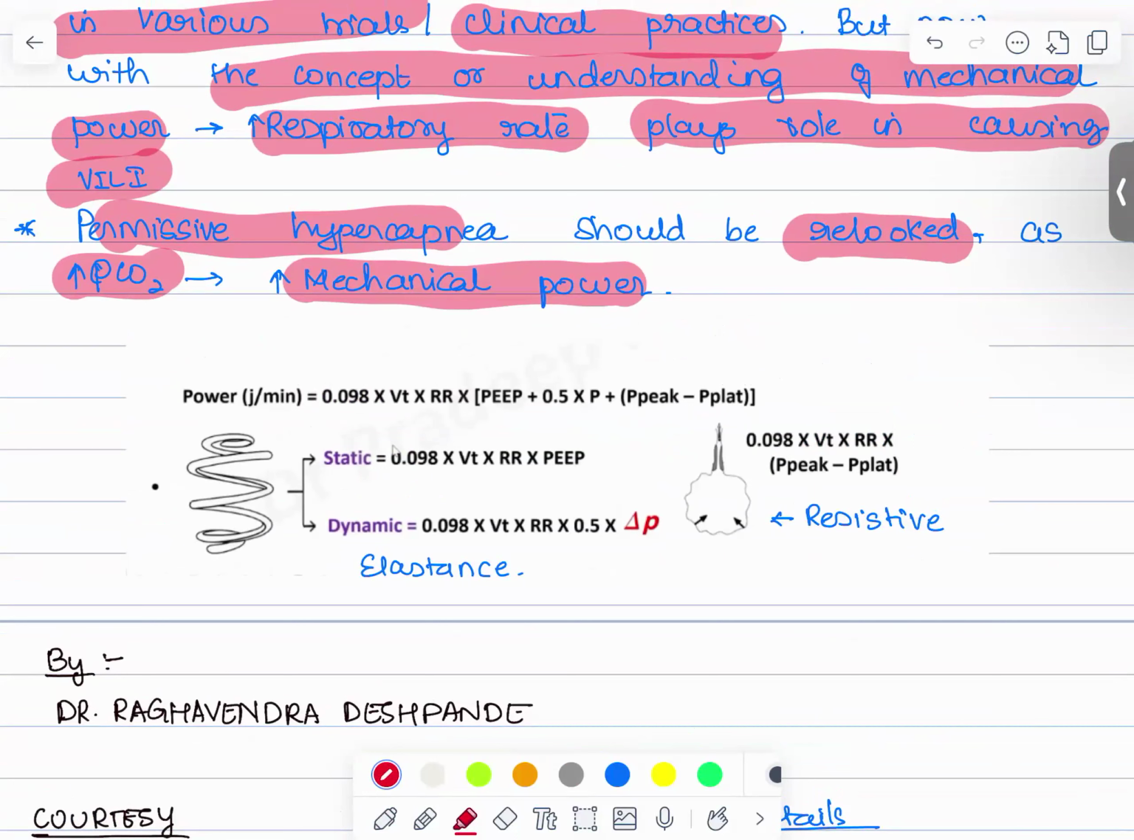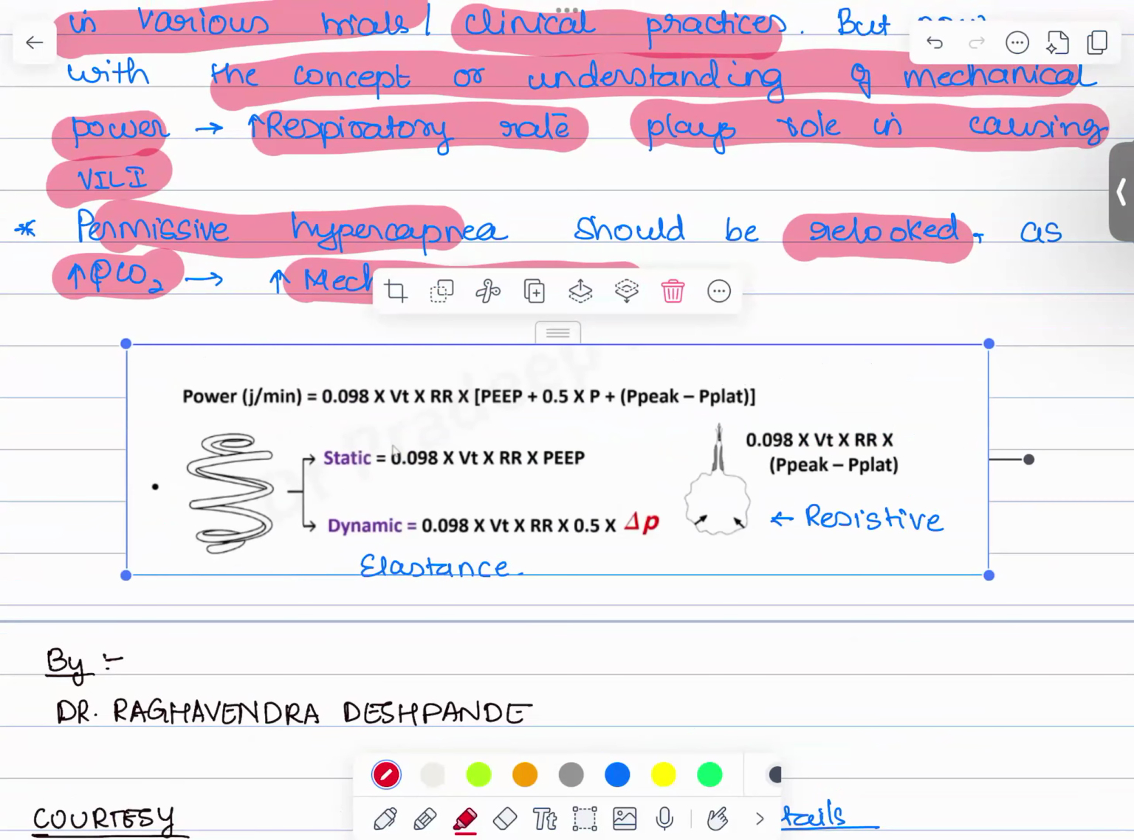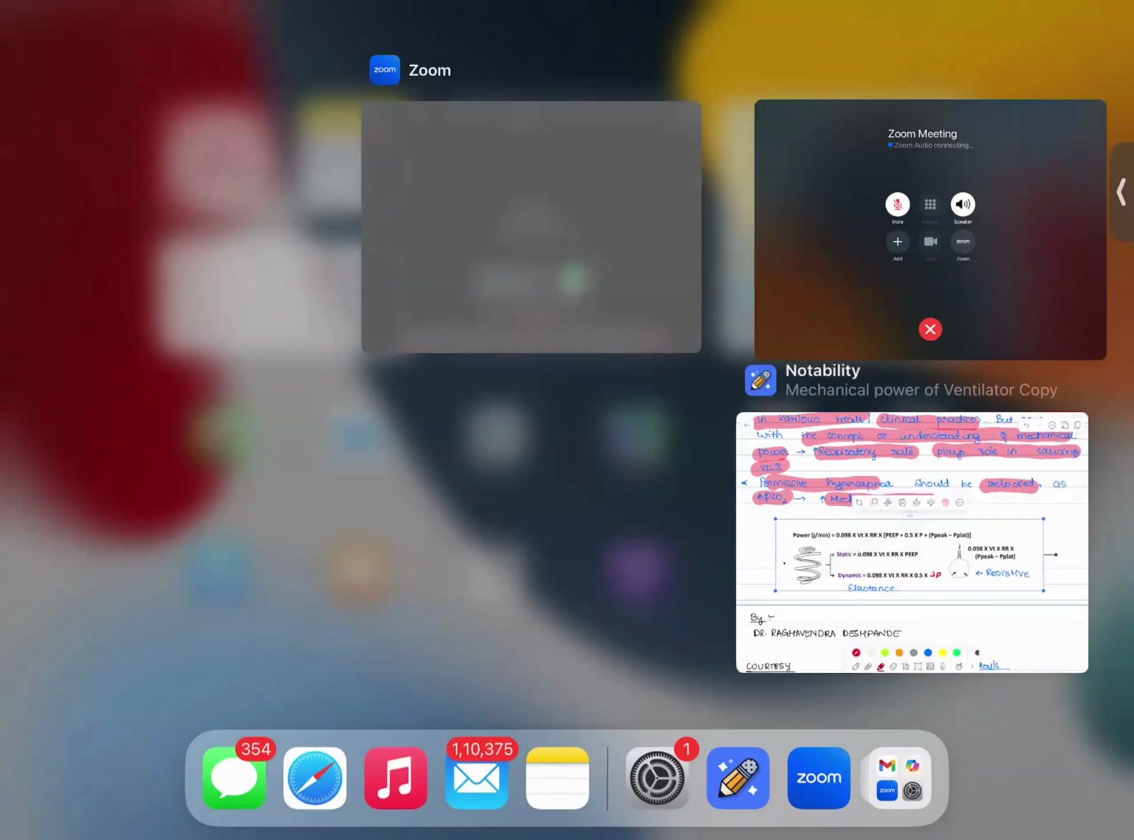That's a great talk, Raghavendra. Especially from the exam perspective, there are multiple things we learn. One is the importance of chrono injury. Chrono injury is something which is not known much about, and the role of respiratory rate on mechanical power per se, in turn, will affect the lung.